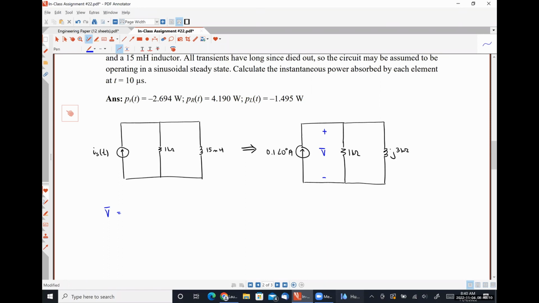You're not wrong, but it's not the most efficient route possible. Oh my God, you're making it even harder. There we go. Ohm's law.